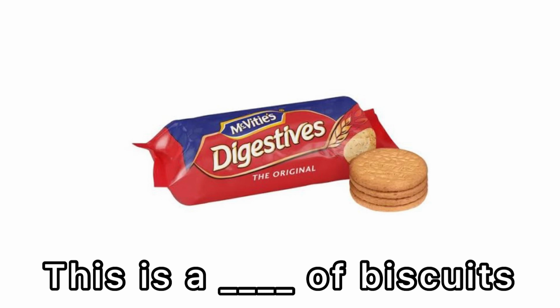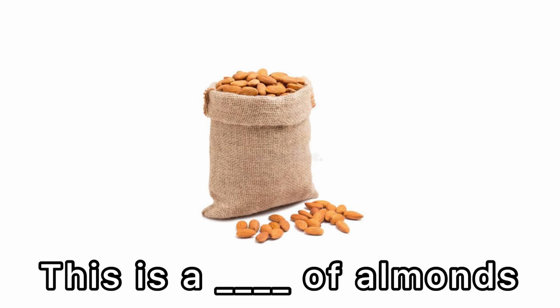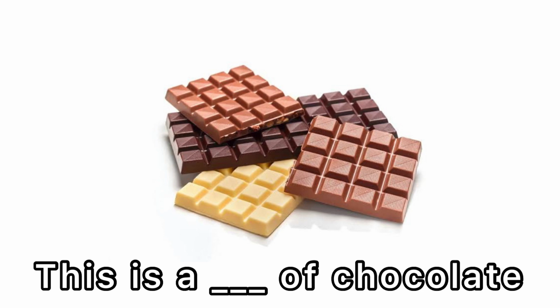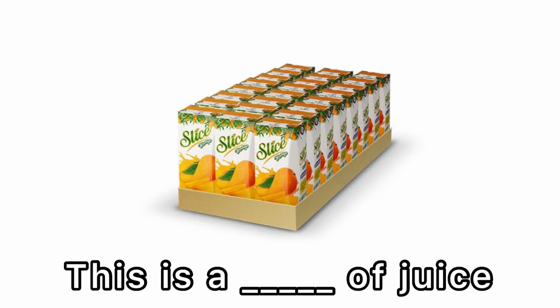So first one is this is a dash of biscuit, a pack of biscuit. Second one is this is a dash of almonds. Almonds is badam. Okay, guess. Sack of almonds. Exactly, you guessed it right. I hope you did. Third one is this is a dash of chocolate, my favorite one. Guess? A bar of chocolate. If more, then it will be called bars of chocolate.